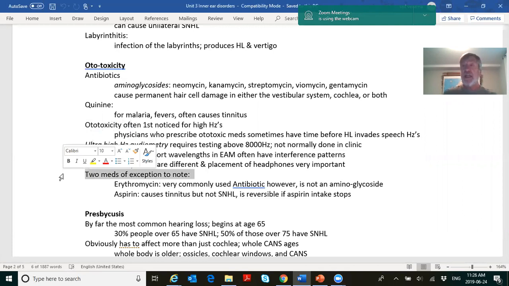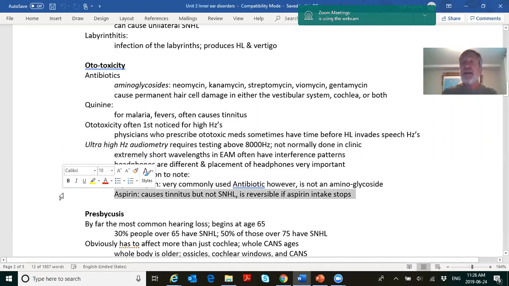Erythromycin, just because it ends with mycin, it is not ototoxic. Erythromycin is a very commonly used antibiotic, sometimes even for outer ear canal infections. Okay? It's not an aminoglycoside. Aspirin. Elderly people take aspirin often for arthritis and as blood thinners to prevent a stroke.